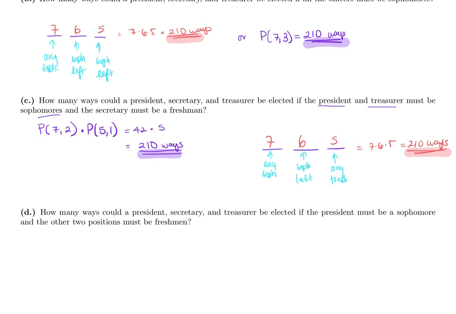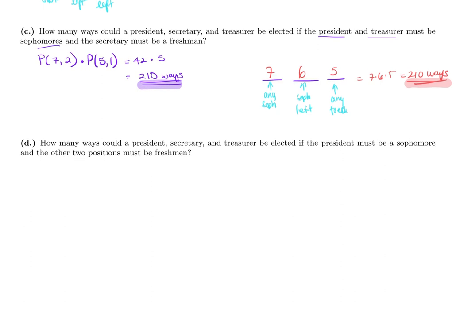Let's see if we can figure out this last one. How many ways could a president, secretary, and treasurer be elected if the president must be a sophomore and the other 2 are freshmen? So this is a little bit different from the last one because if the president has to be a sophomore, out of the sophomores, we have to choose 1. And out of the freshmen, which we had 5, we have to choose 2 for the other 2 positions. Well, the permutation of 7 choose 1 is just 7. The permutation of 5 choose 2 is 20, so we get 140 ways.